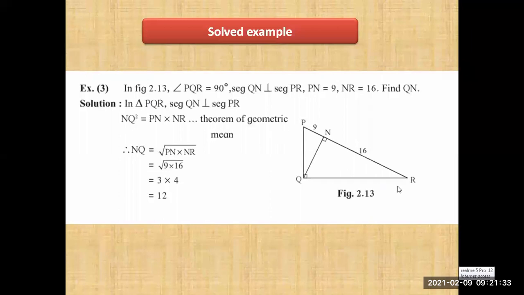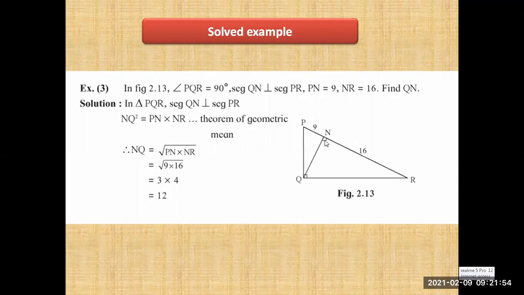Okay, students, angle PQR is equal to 90 degree. QN is perpendicular to PR. PN is 9. NR is 16. Find QN. So we have to find the altitude. We see the geometric mean theorem. Okay, so apply here. In triangle PQR, QN is perpendicular to PR.